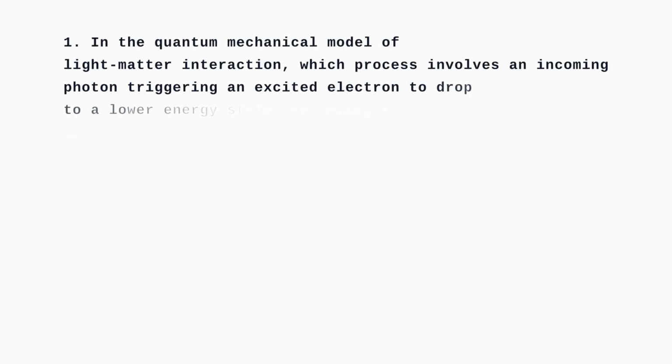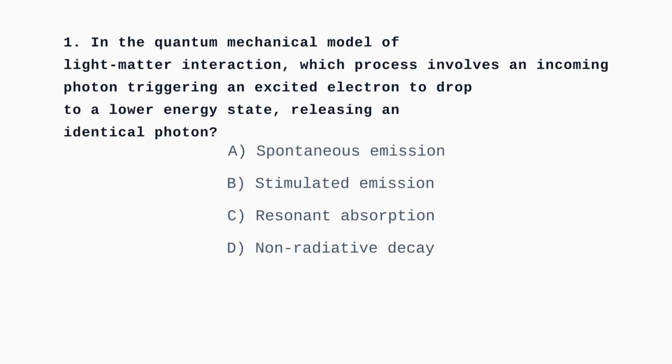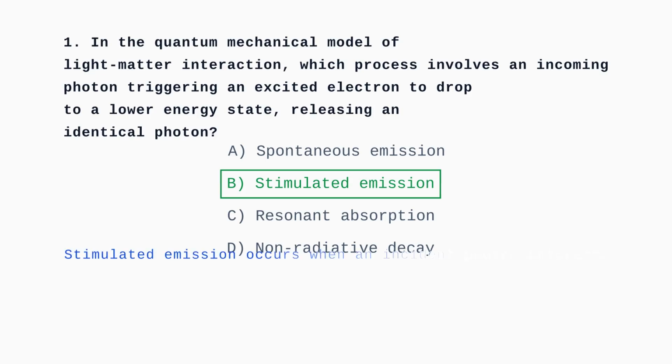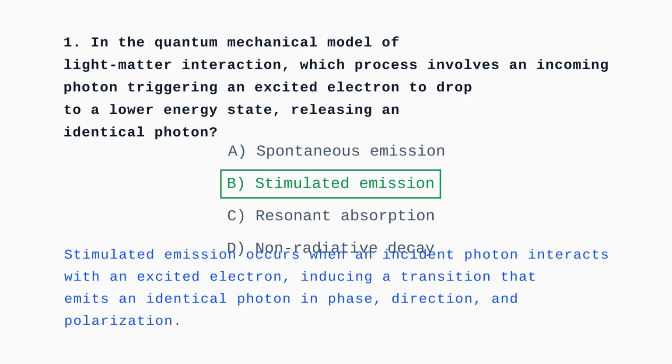Question 1. In the quantum mechanical model of light-matter interaction, which process involves an incoming photon triggering an excited electron to drop to a lower energy state, releasing an identical photon? Stimulated emission is the fundamental driving force of laser action. An incoming photon triggers an excited electron to transition to a lower state, releasing a second, completely coherent photon.